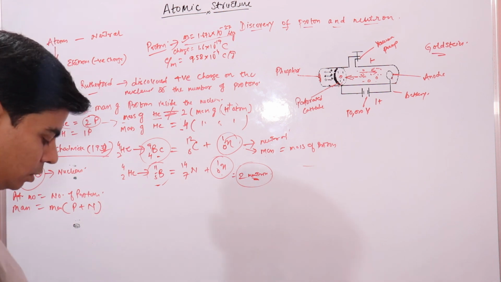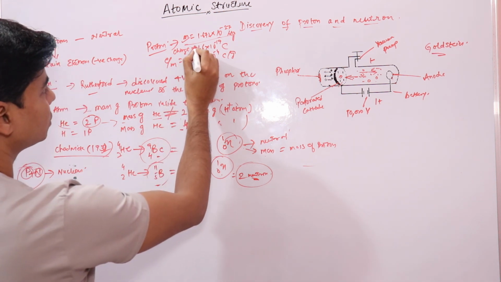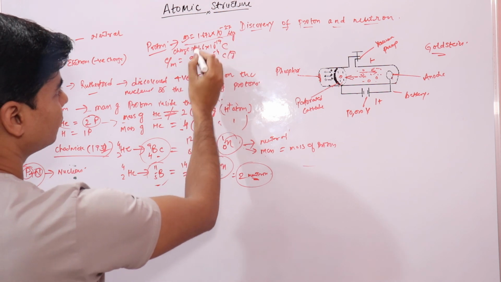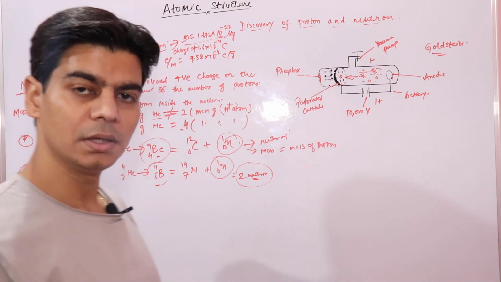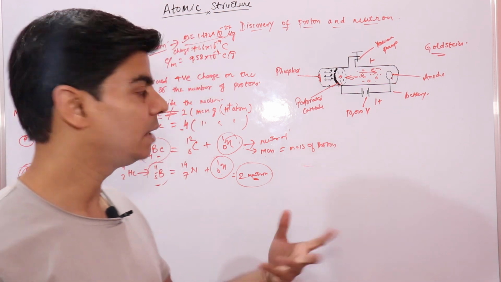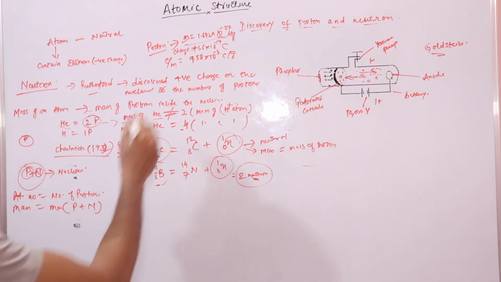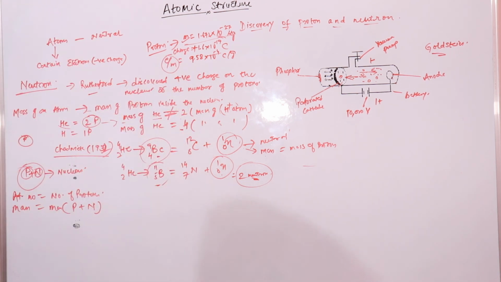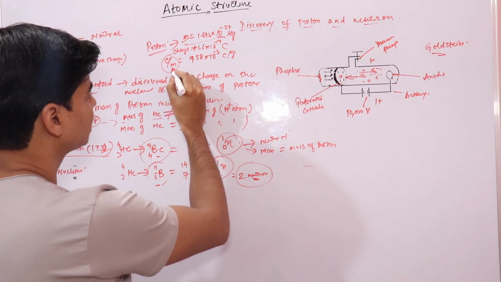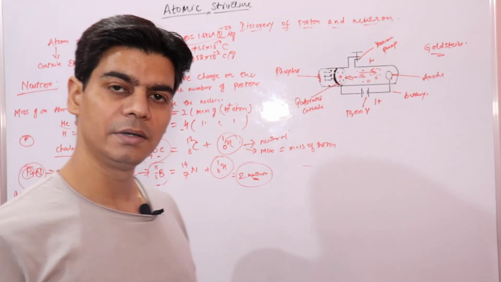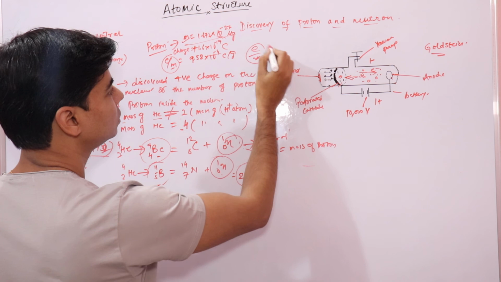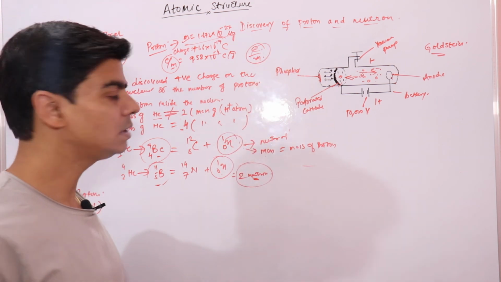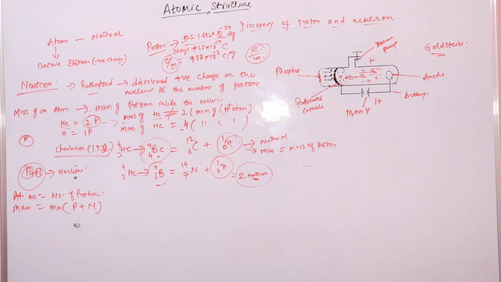The charge on a proton is positive, and its magnitude is 1.6 into 10 to the power of minus 19, which is the same as the charge on an electron, but with opposite sign. The electron has the same negative charge. The e upon m for a proton would be different for different gases, because the mass of the positively charged particles would be different for different gases, whereas for electrons the e upon m ratio would be the same.